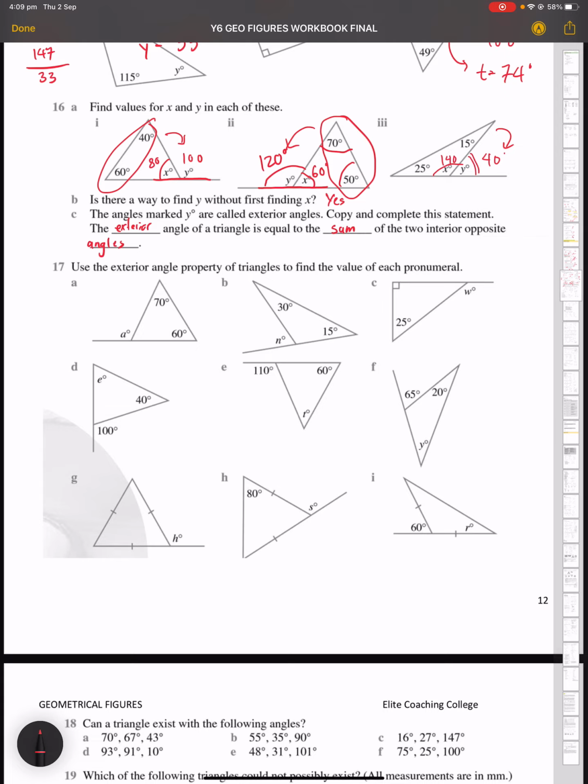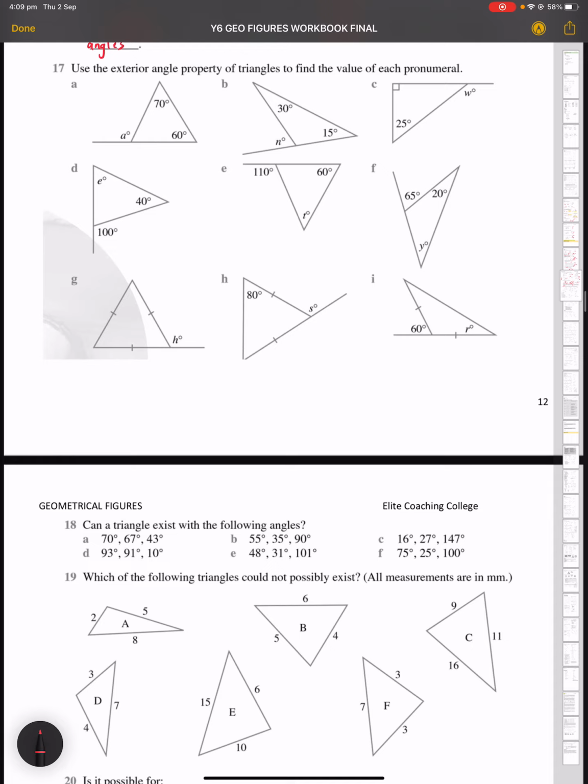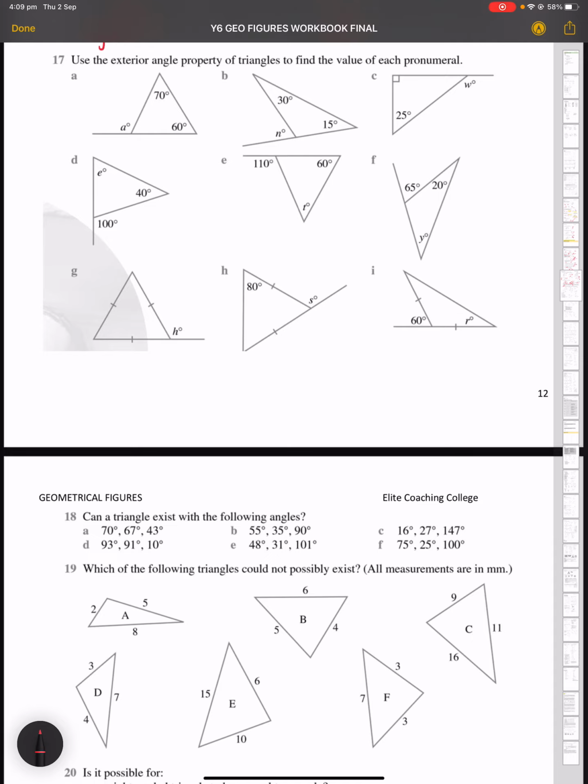So let's use that exterior angle and solve question 17. A is the exterior angle, so A is equal to 70 plus 60, equal to 130 degrees.